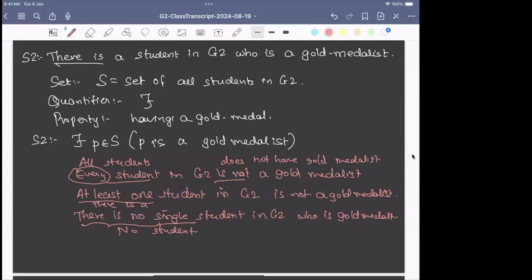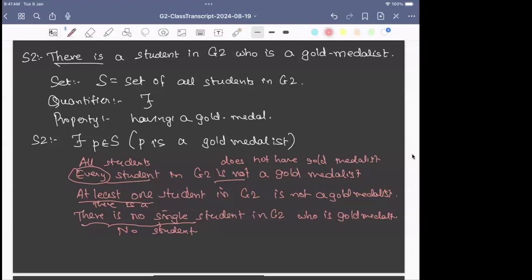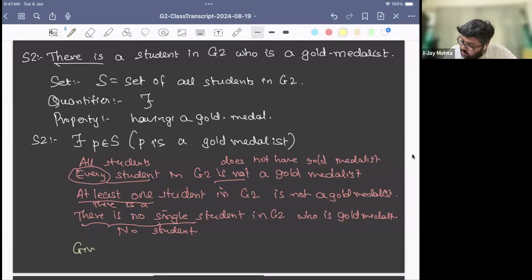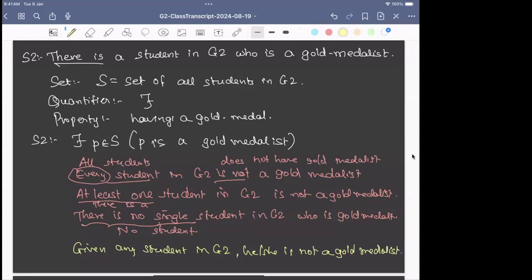Yes, sir. So the quantifier will be "for all." Yes. So see, that first answer was itself. Rachna, do you have any other answer? Yes, sir. "Given any student in G2, he or she is not a gold medalist." Okay, I am writing your answer. Is that what you wanted to say? Yes, sir. Okay, thank you.